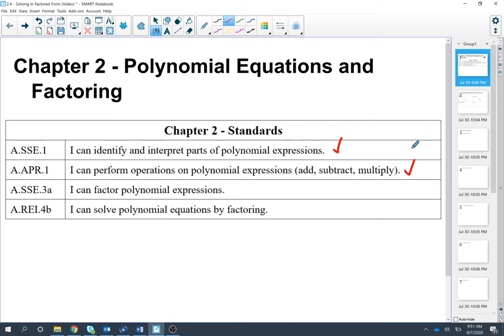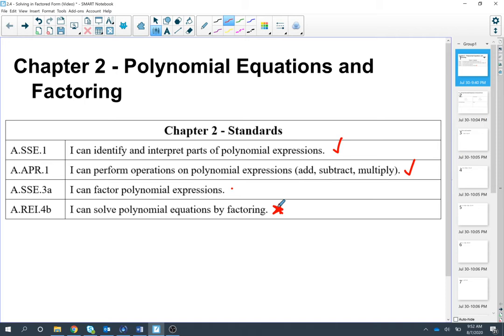But we're going to skip over this standard right here, which is I can factor polynomial expressions, and we're going to go to I can solve polynomial equations by factoring. So in this section, I'm actually going to give you a polynomial equation in factored form, and we're going to look at solving it, keeping in mind solving means you have an equation and you need to figure out which number or what do I put in order to make that equation true.